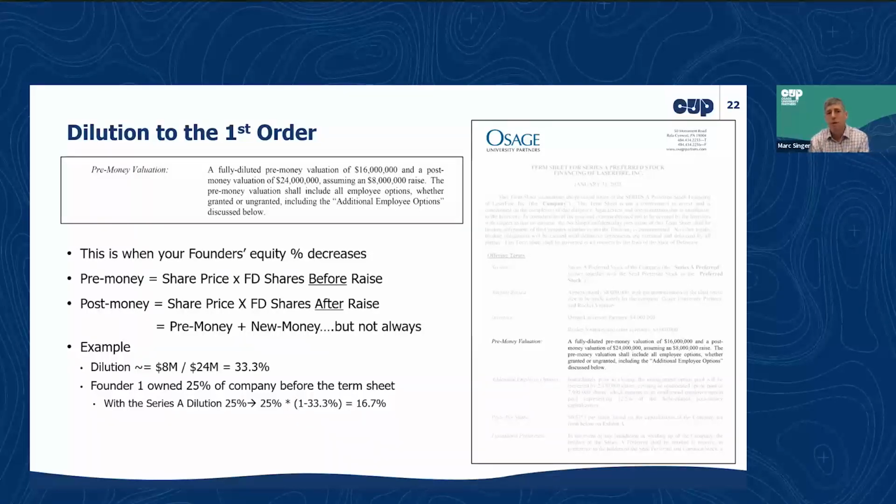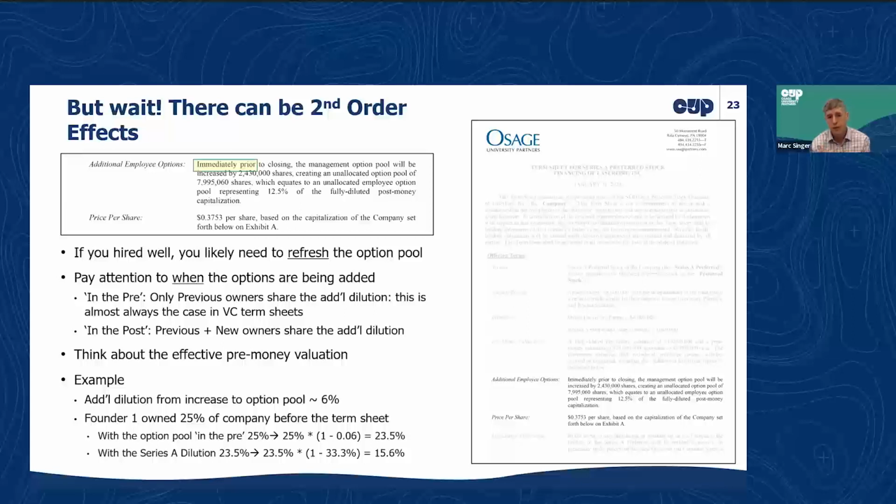So you'll see in the top section, in the second sentence, it says the pre-money valuation shall include all employee options, whether granted or ungranted, and the options pool becomes an important point here. So to drill into that, there is often another section of a term sheet called here additional employee options, where the investor is saying immediately prior to closing, we want you to increase the size of your option pool because we want you to have more options that you can issue to your current and future management team members.